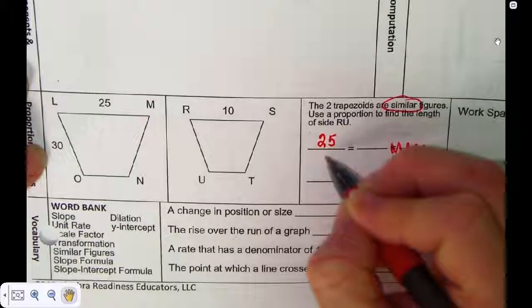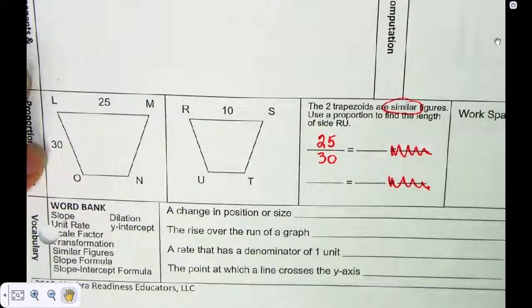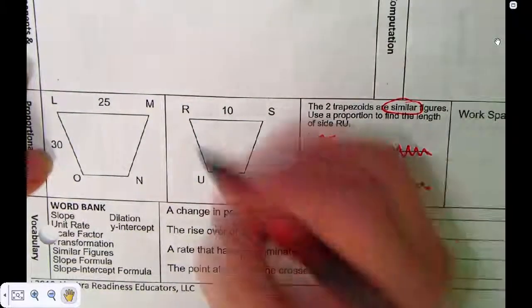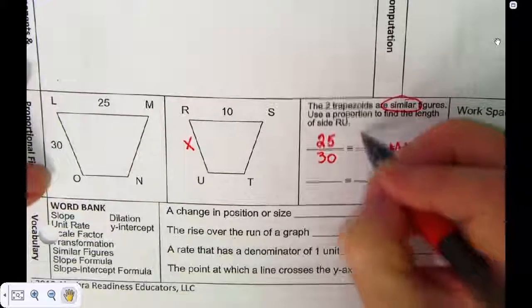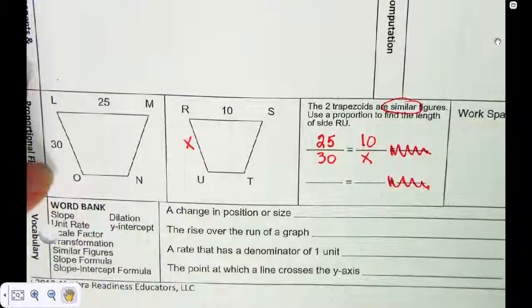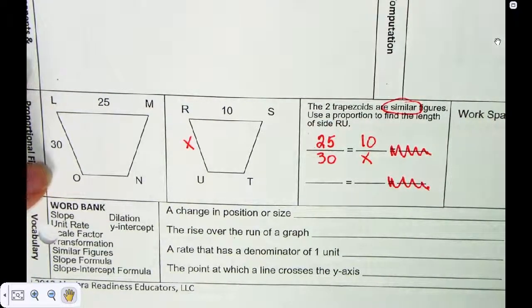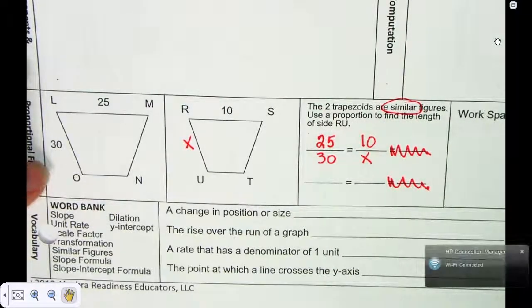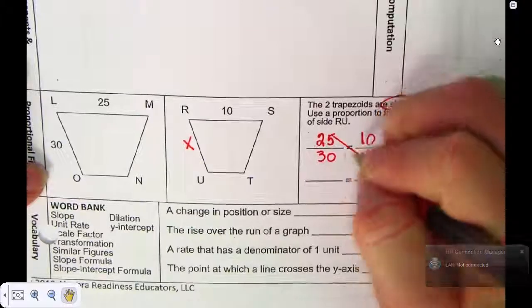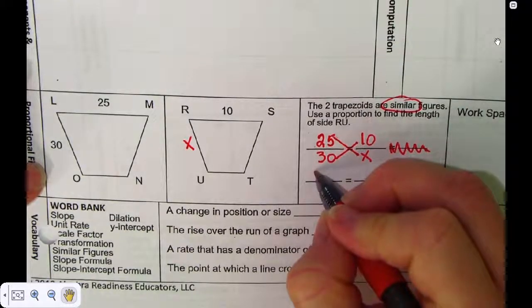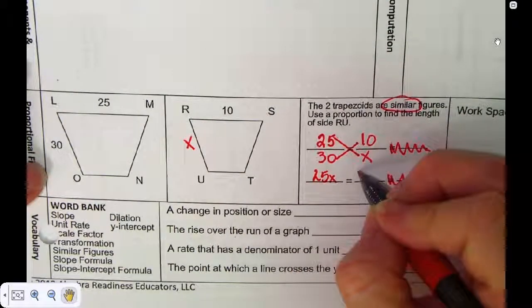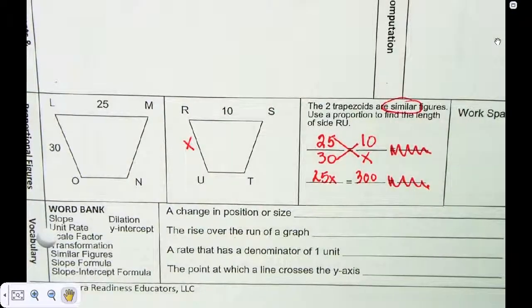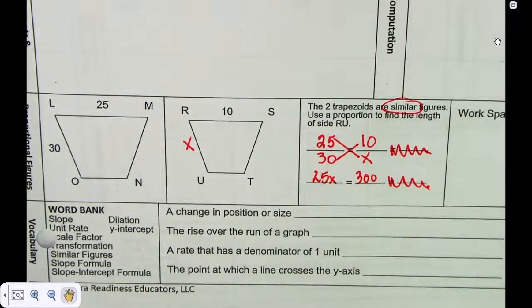25 over. Guys, have we done this? Yes. 25 over 30. We're trying to find RU. So when I put 25 over 30, now I'm going to put 10 over X. I'm trying to find the length of RU. I could reduce, but let's just do this. Let's crisscross. Tell me what you write. 25x equals 300.